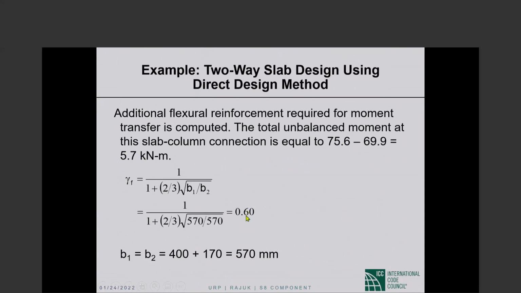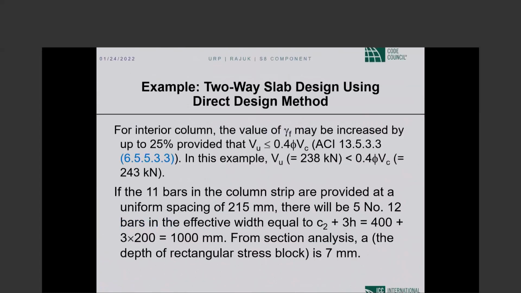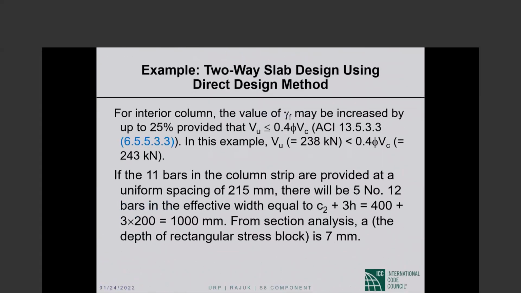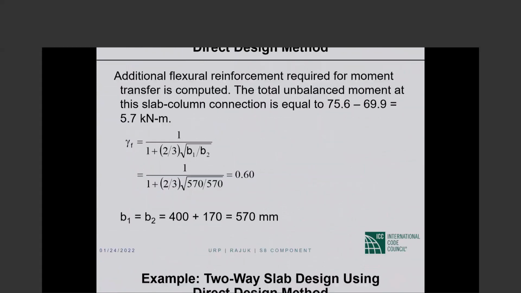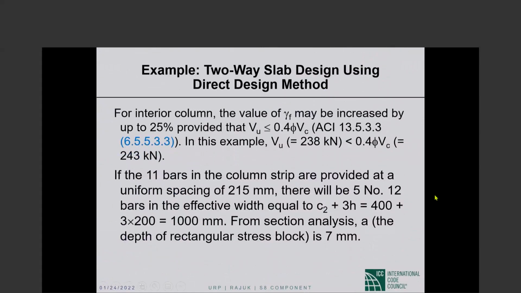60% will go by flexure because this is a square column interior section, and 40% by shear. Okay? Now for this 5.7 kilonewton meters of unbalanced moment, nobody in his right mind would do this, but I wanted to show you this flexibility. When you are doing earthquake design or wind design, you will have huge unbalanced moment at an interior support, and then this comes in very handy.